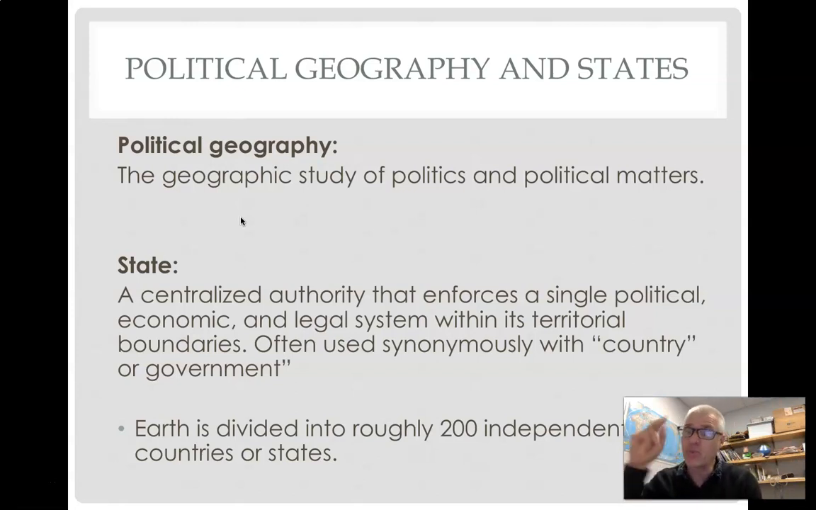If you remember from a couple weeks ago, we talked about a few terms like state and nation and sovereignty and nation state. Just to rehash this a little bit, when I say the word state, what I'm talking about is what we might usually think of as the government, a centralized authority that enforces a single political legal system on a particular area. So we might say that the Earth is divided into roughly 200 independent states, right? Governments that are running these particular areas.